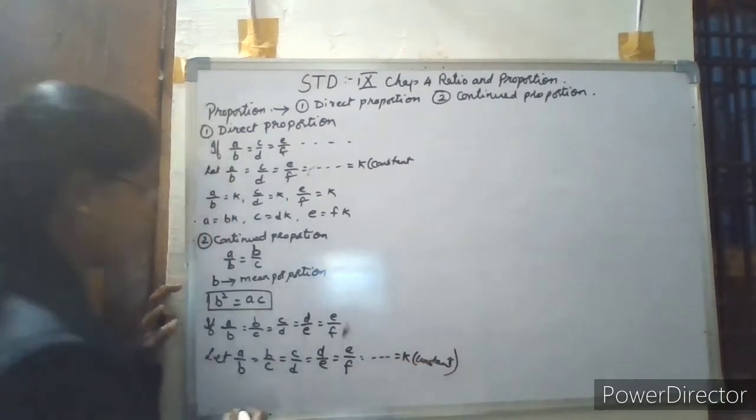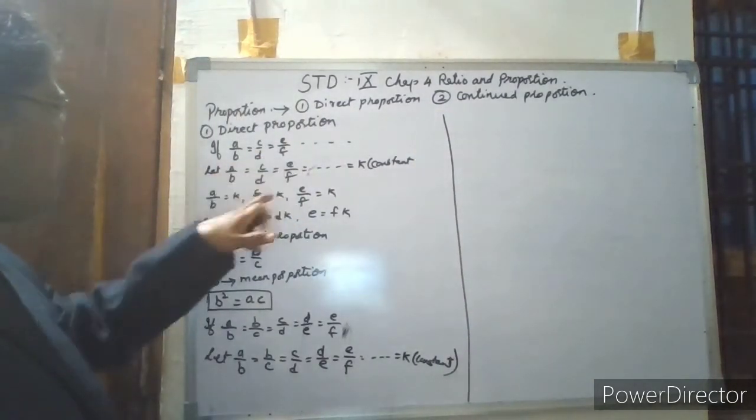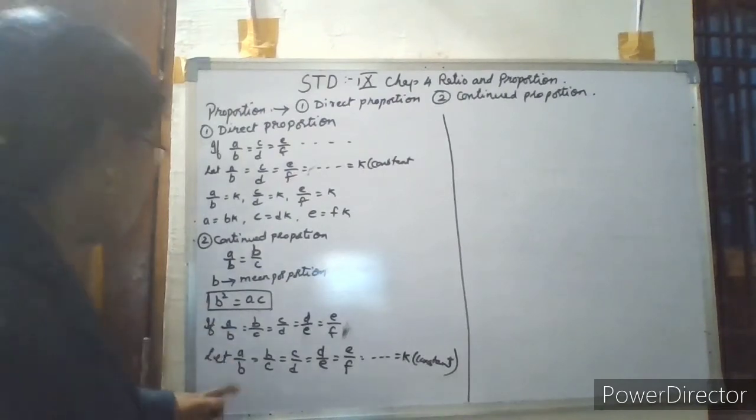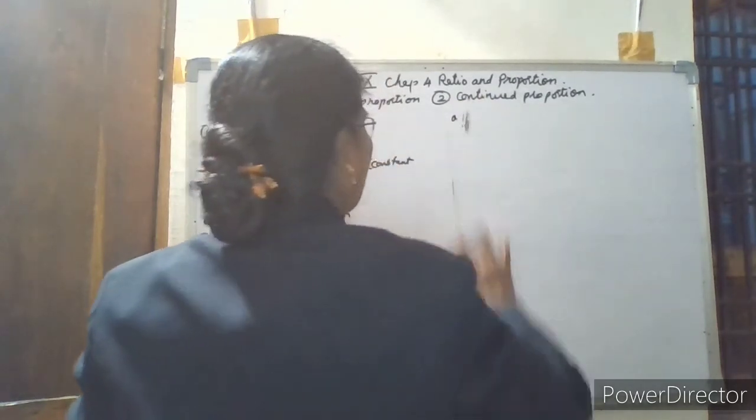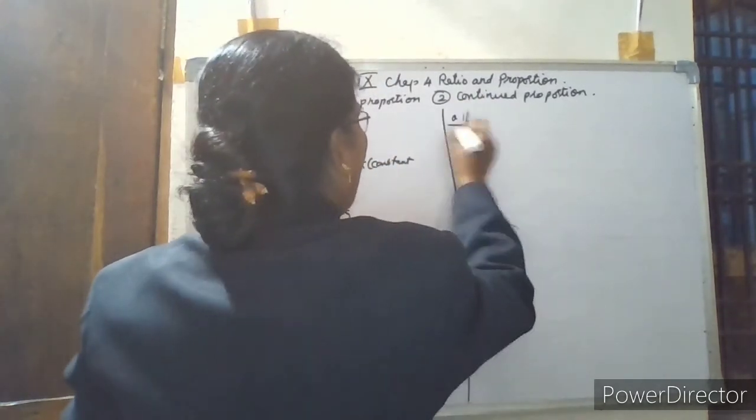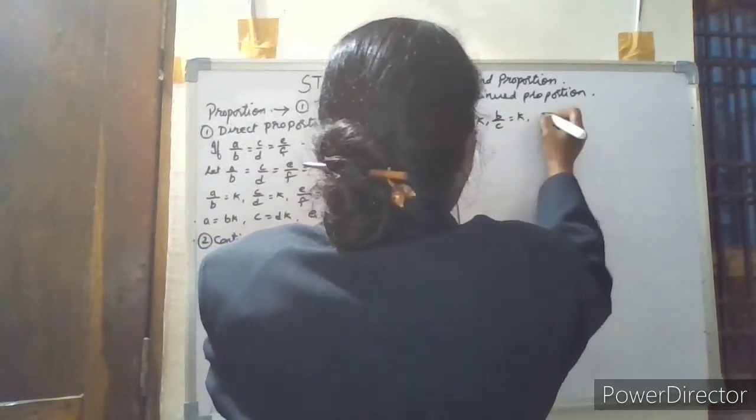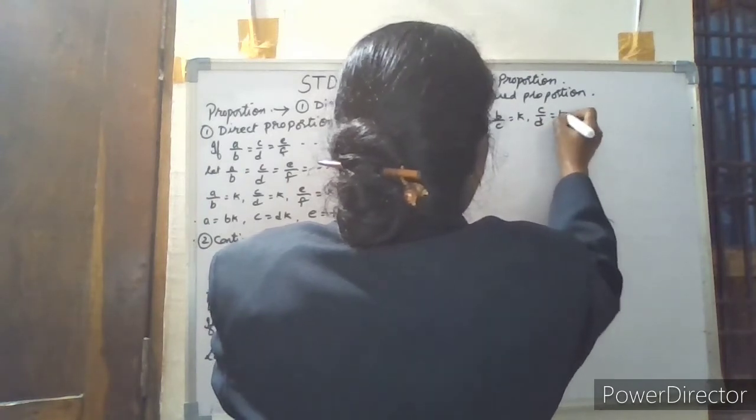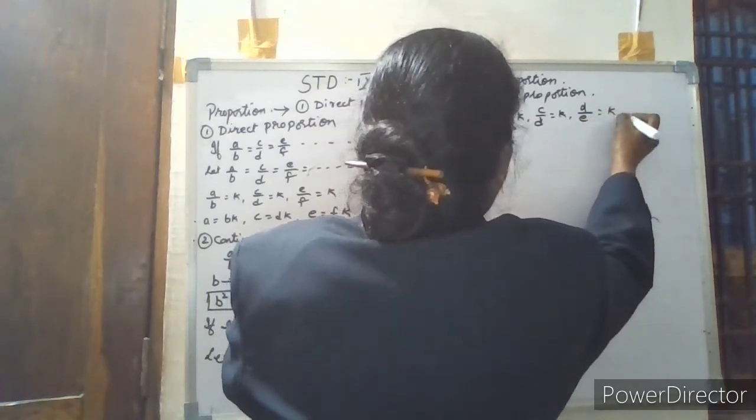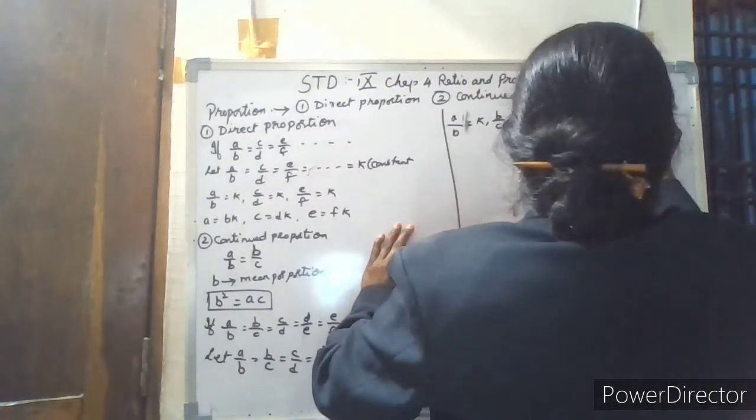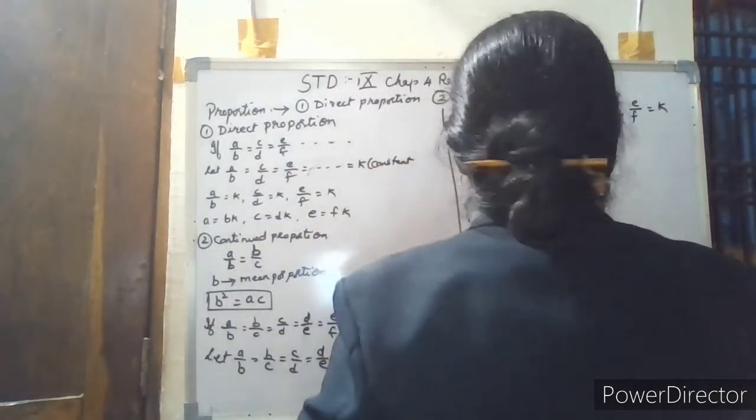When we have continued proportion in this form, we can proceed as we did in direct proportion. Here each ratio, that is A by B is equal to K, then B by C is equal to K constant, C by D is equal to K constant, D by E is equal to K constant, and E by F is equal to K constant. In this way we have it.